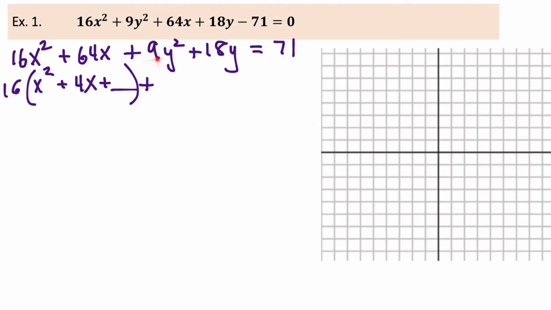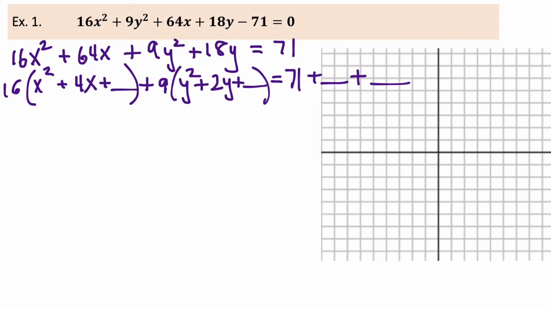Here I also have a coefficient. I'm going to treat it the same way. Outside the parentheses, this time I'm going to divide 18 by 9, and I'll get 2. So that would be 2y plus my blank equals 71, and then I need 2 balancing blanks. All right, so let's check that. 9y squared, good. 9 times 2y, good.